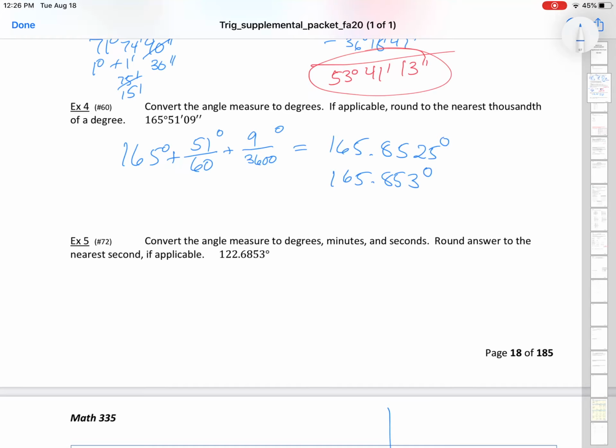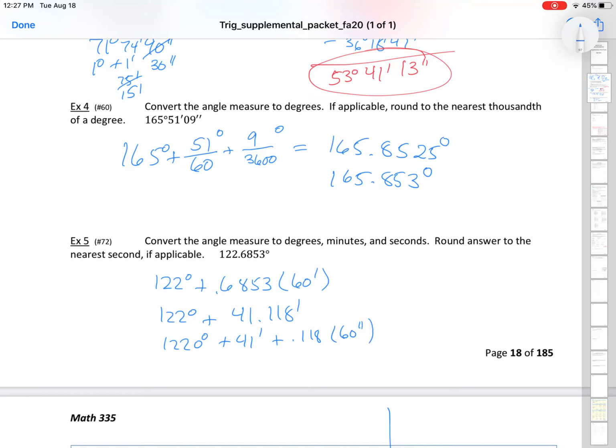So what we're going to realize is that we have 122 degrees for sure. And then we're adding to that 0.6853 of a degree. And so we're going to multiply that by 60 minutes and see what we get. We get 122 degrees plus 41.118 minutes. So now we have 122 degrees plus 41 straight out minutes plus 0.118 of a minute, but a minute is 60 seconds. And we just kind of keep this rolling effect going on.